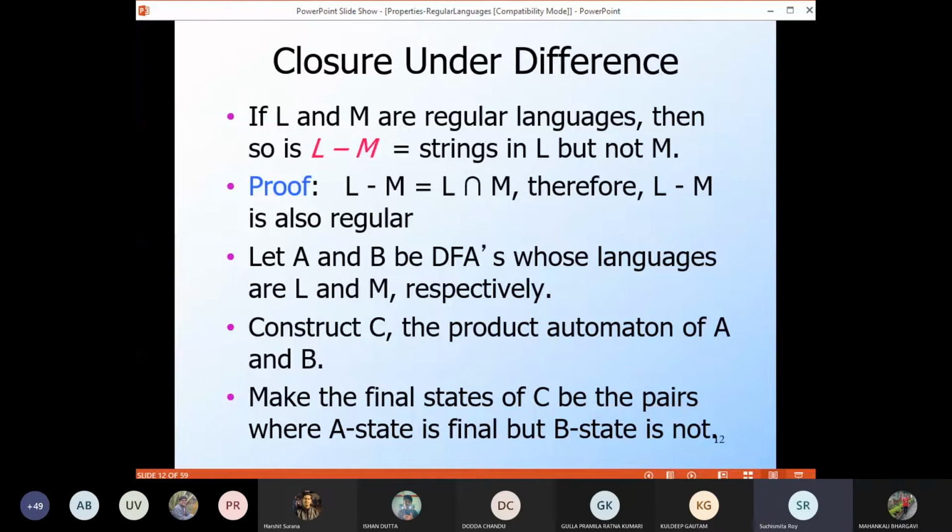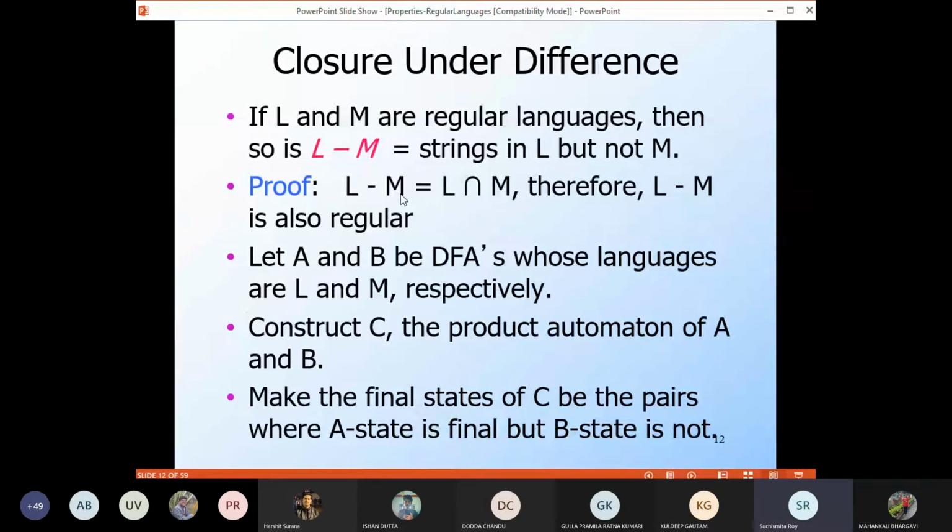And what is L minus M, or the difference of L and M? Remember, L minus M is not the same as M minus L. L minus M is defined as all those strings which are in L but not in M. So it is not the same as complement. Please remember, complement with respect to L only. You can say complement of M intersect L. So L minus M.